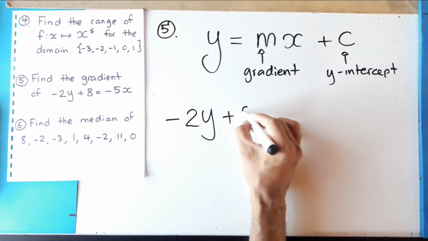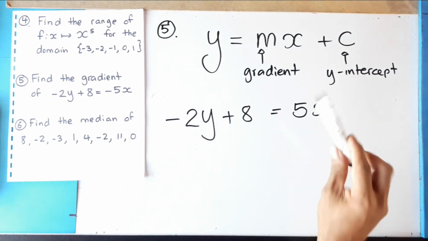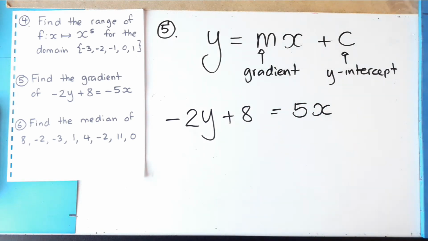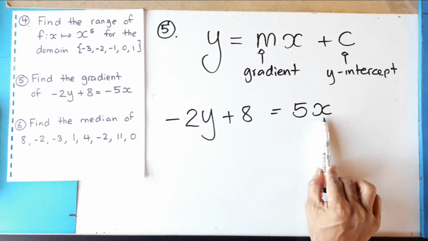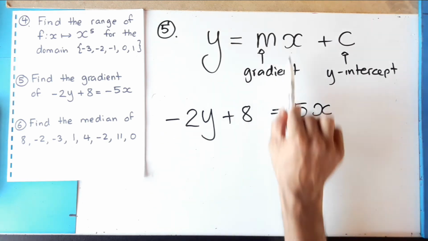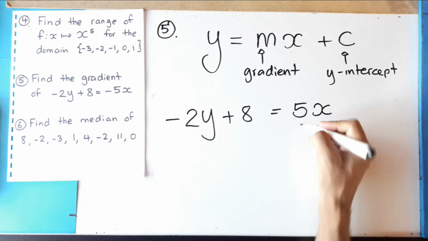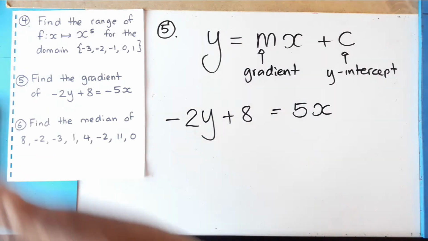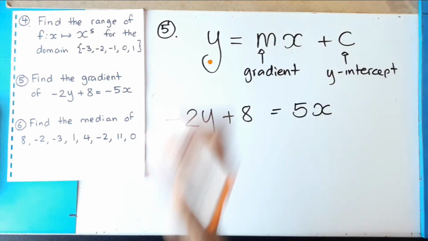So they gave you this equation here: -2y plus 8 is equal to 5x. Now the common mistake is this. Students think whatever is touching x is your gradient. I mean, it's a fair assumption. So they will look at this and look for x and then see the number 5 touching the x, just like how the m is touching the x here. And they will say the gradient is 5. That is actually wrong.